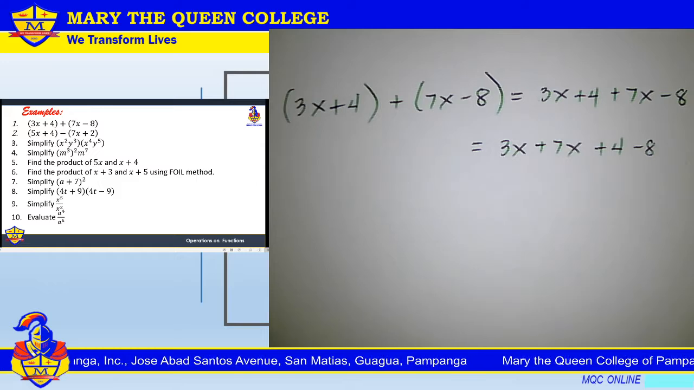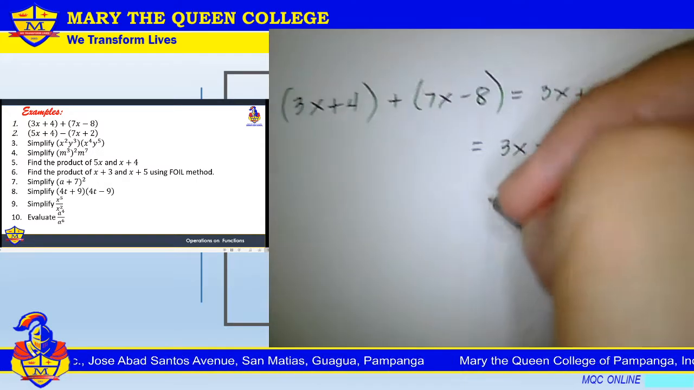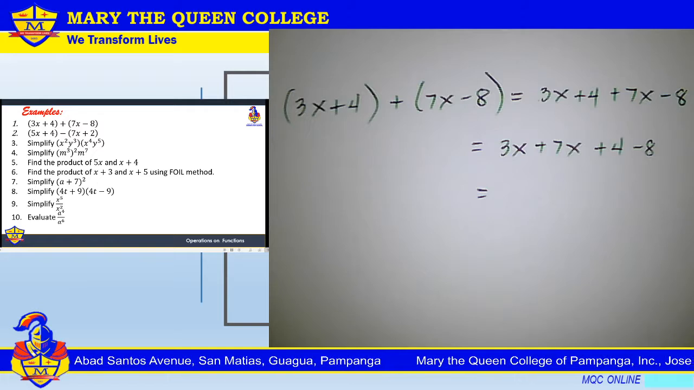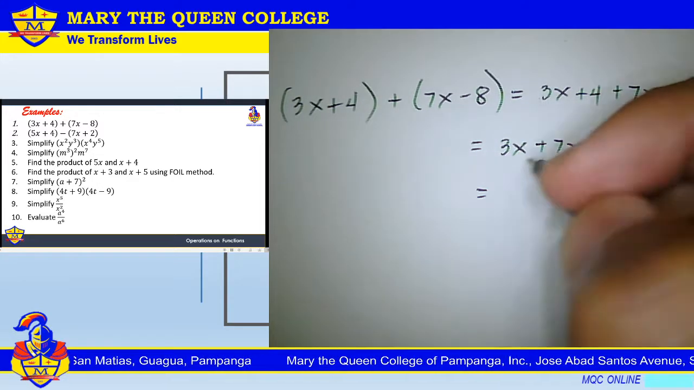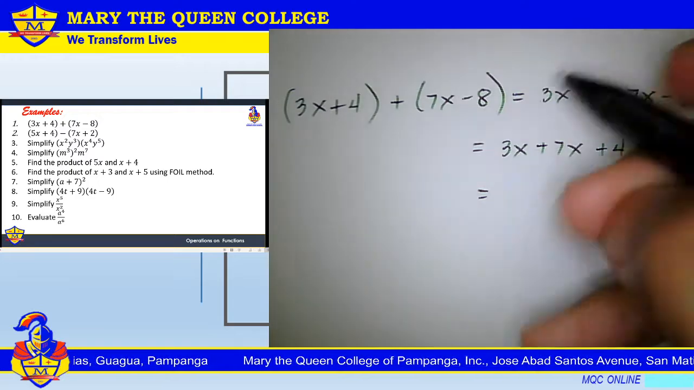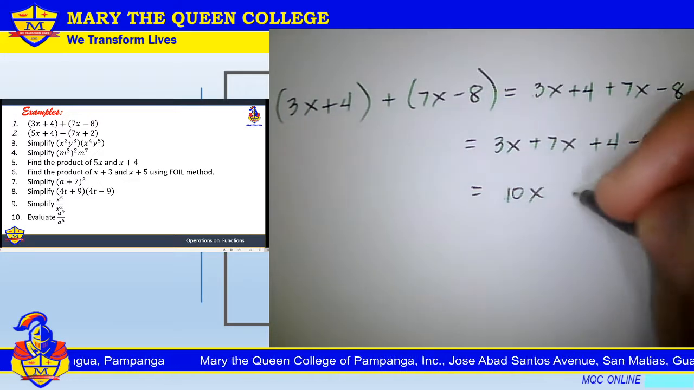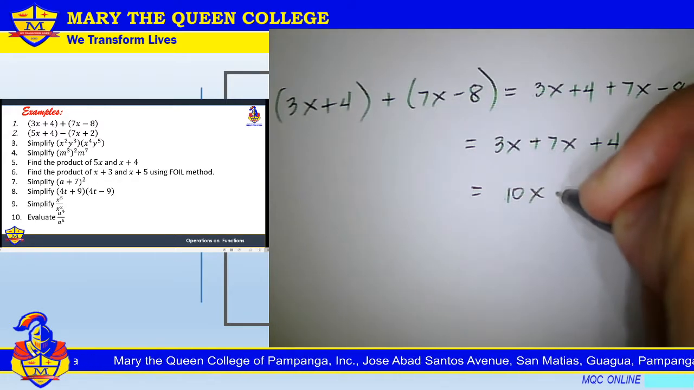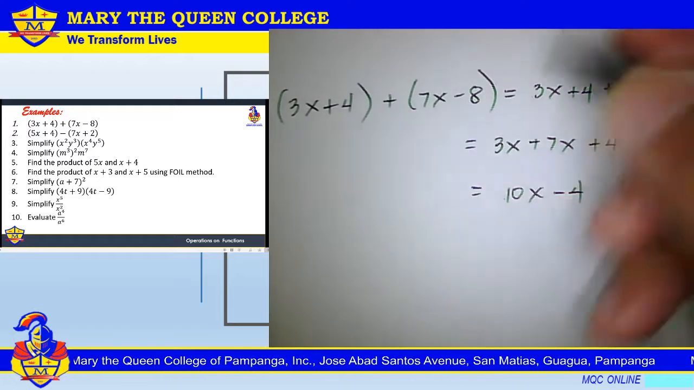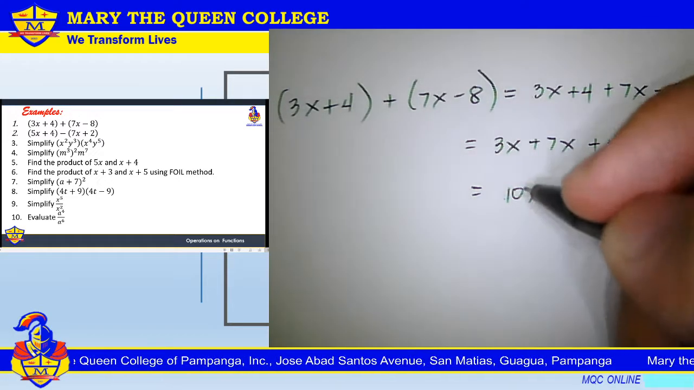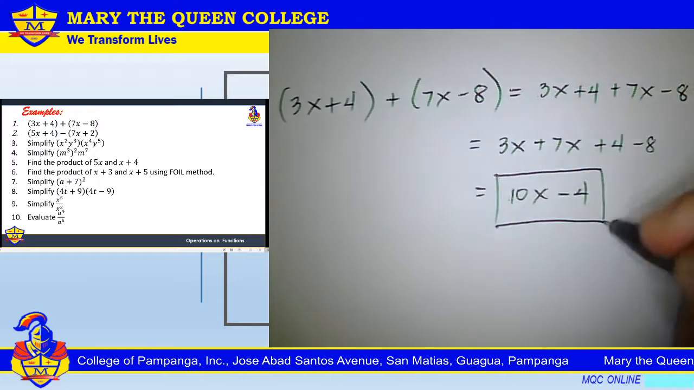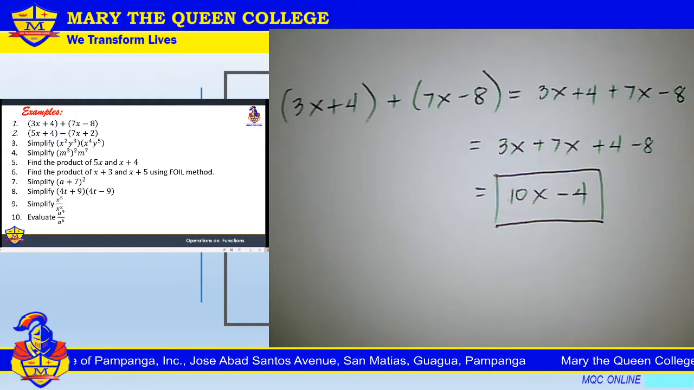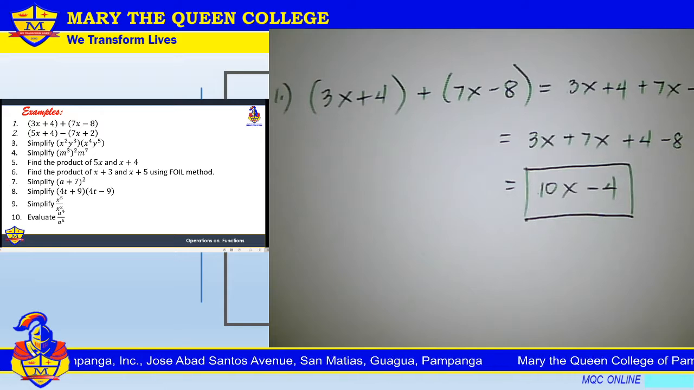And then, so ano pong mangyayari ngayon? 3x plus 7x, they are similar terms. So when we say similar terms, they have the same variable and the same exponent. So ang gagawin, just simply add their numerical coefficients. So 3 plus 7, that is 10x. Then positive 4 minus 8, that is negative 4. So we have 10x minus 4. Okay? So ito na po yung ating magiging sagot ngayon. 10x minus 4 for number 1.